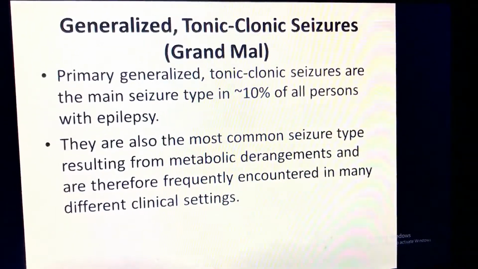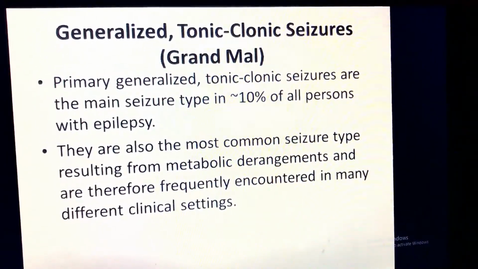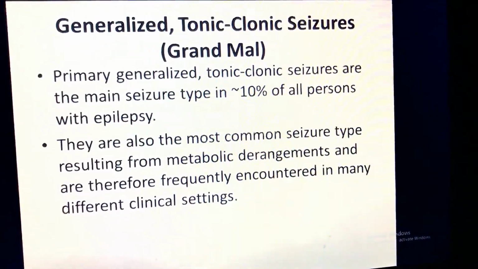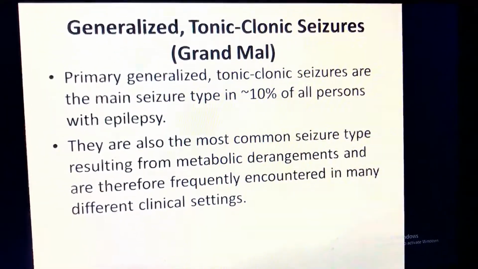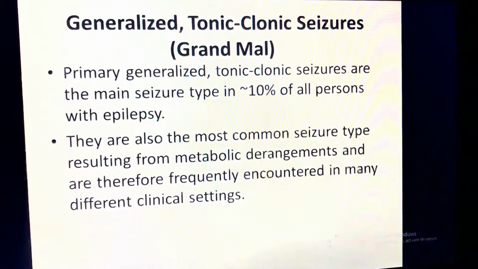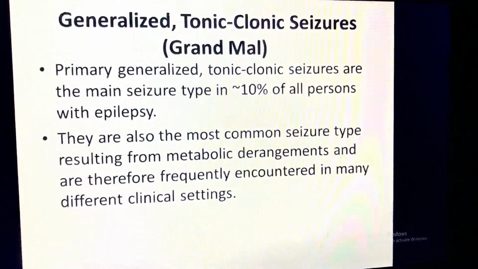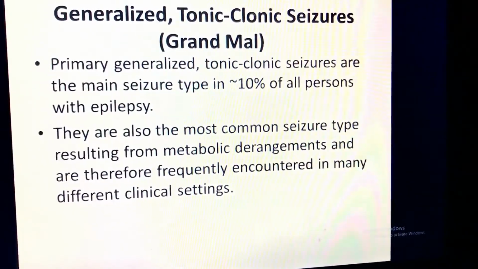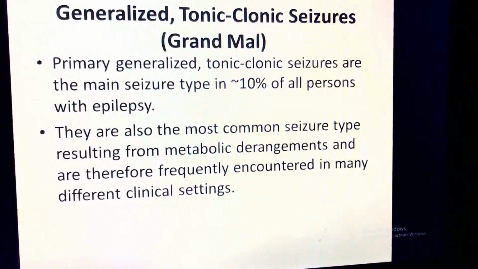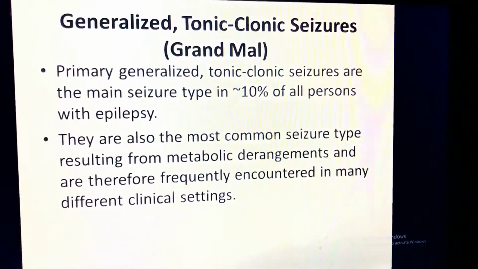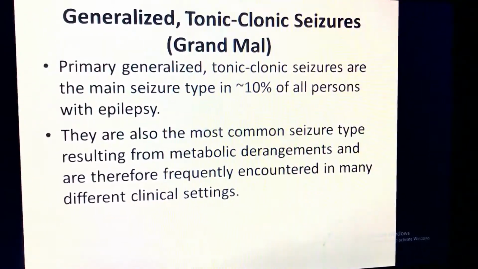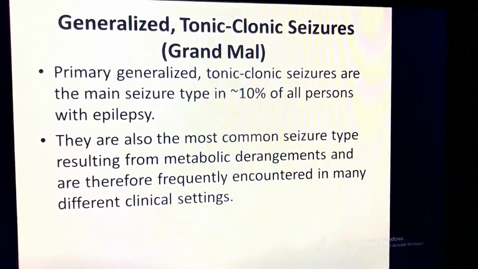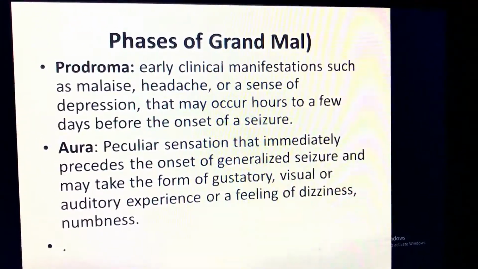But for generalized tonic-clonic seizure, this is the ordinary epileptic seizure. Primary generalized tonic-clonic seizures are the main seizure type in over 10% of all persons with epilepsy. They are also the most common seizure type resulting from metabolic derangement and are therefore frequently encountered in many different clinical settings. This is generalized, or grand mal, seizure.